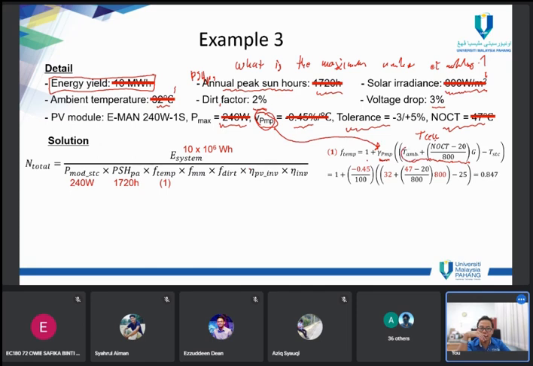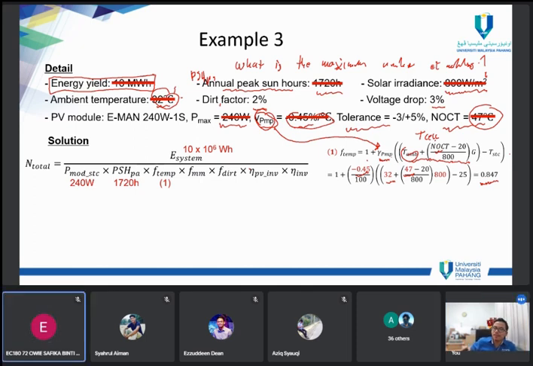Okay. T ambient is 32 kan? T ambient is 32. NOCT is given 47. PMP minus 0.45. Okay. Then you are going to get 0.847 for the F temp. Boleh Awi? Boleh doktor. Macam itulah. Begitu. Okay. Kita tekak ni.